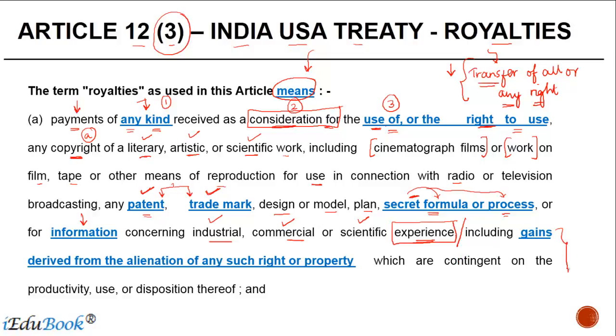The part which we are going to look at now is normally not available in many treaties, including gains derived from the alienation of any such property or right which are contingent on the productivity, use, or disposition thereof. So if there are any gains which you derive from alienation of such right or property, whatever has been discussed above, but whenever they are contingent on the productivity, use, or disposition thereof. It's not in all cases, only when these are covered under these three would they be covered as royalty.